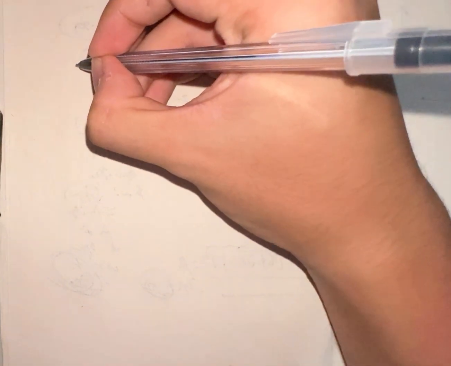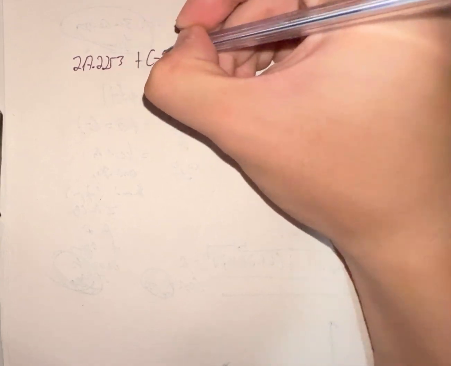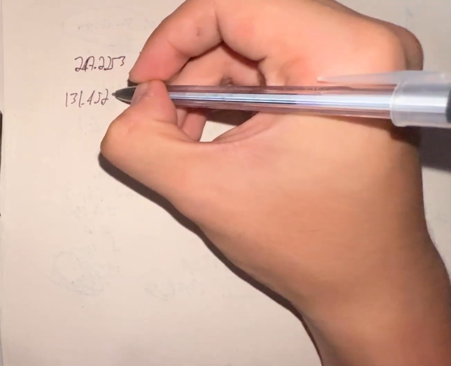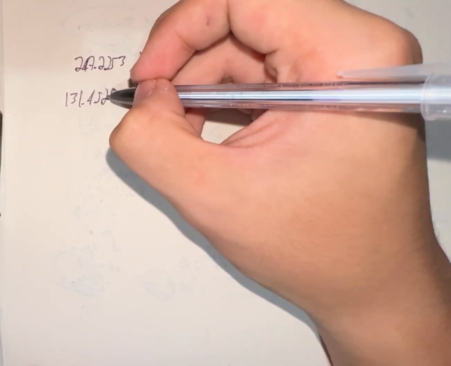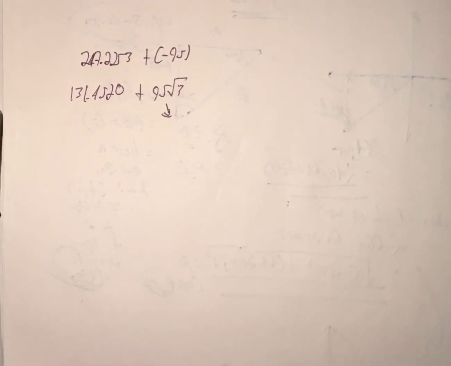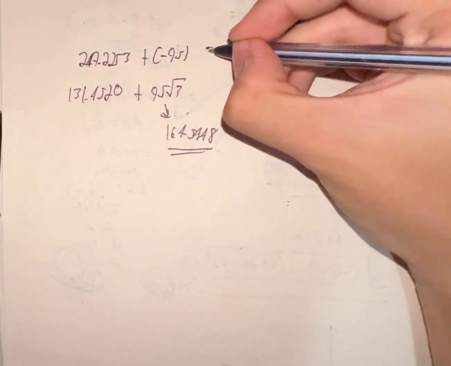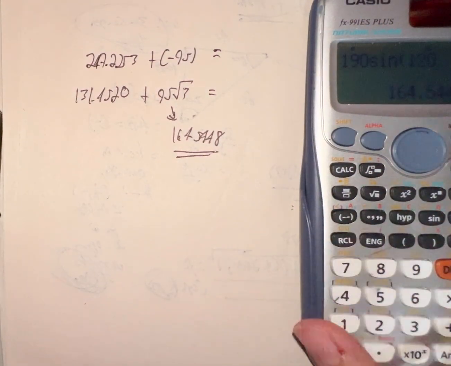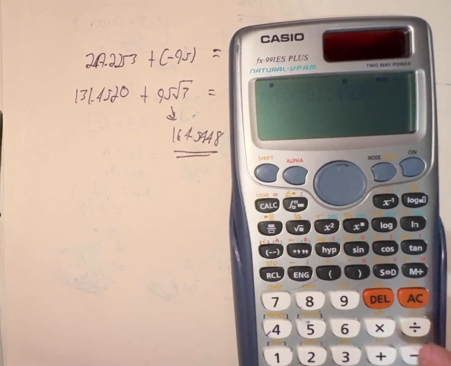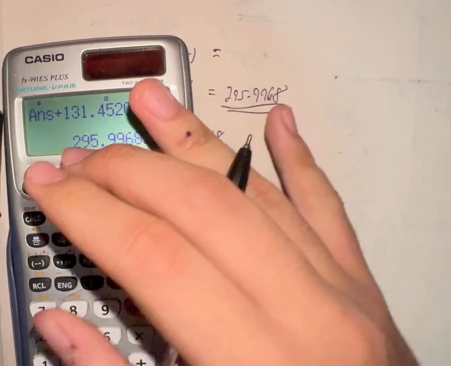So for the x component, 247.2253 plus negative 95. For the y component, 131.4520, if I'm not mistaken, plus 95 square root 3. 95 square root 3, in decimal approximation, is 164.5448. So let's do this one first because it's already inputted here. So plus 131.4520 would be 295.9968 for the y component.